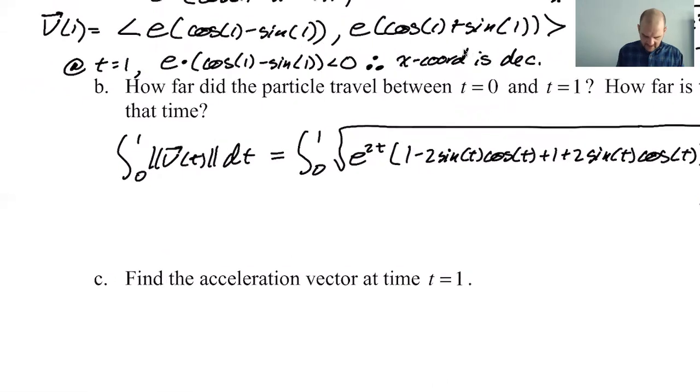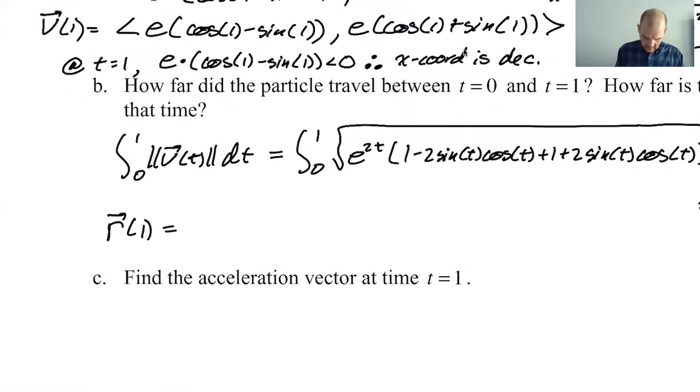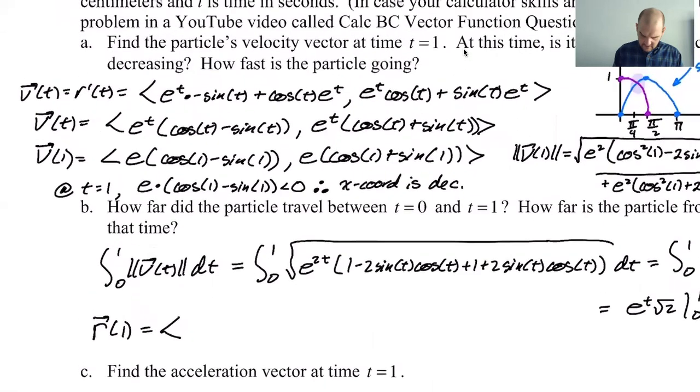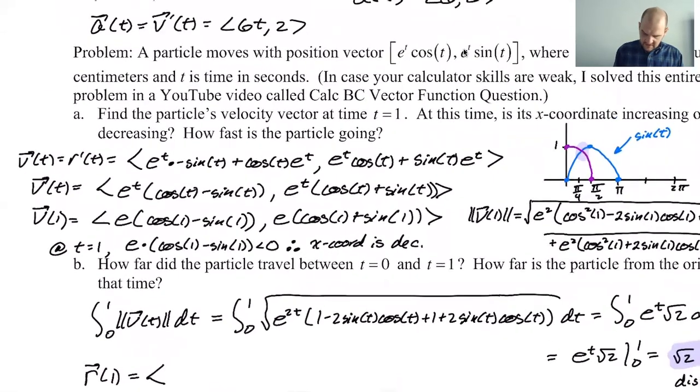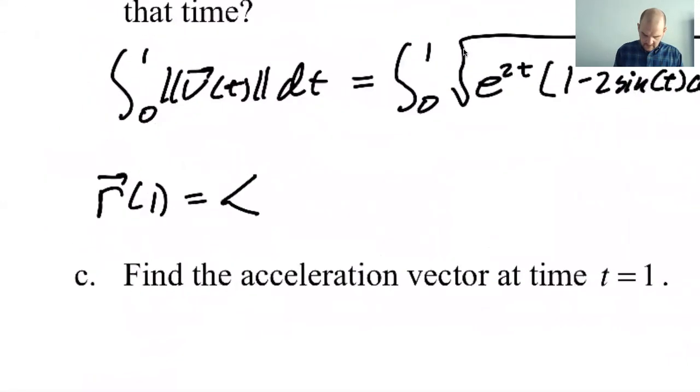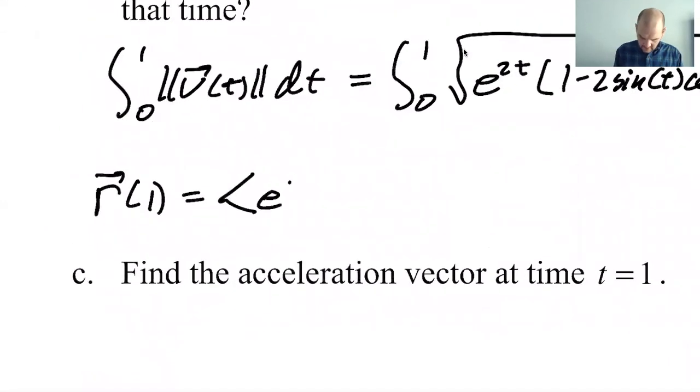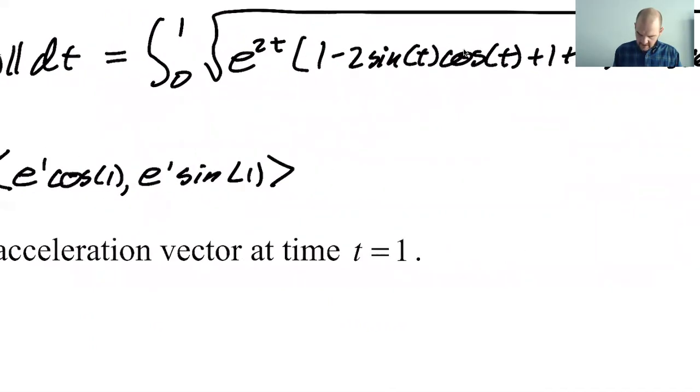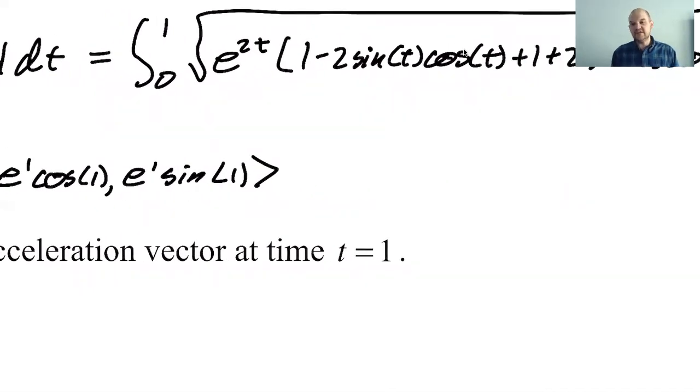Now, how far are you from the origin at t equals 1? We need to find r of 1. So r of 1, if we just plug in, is going to be e to the first cosine of 1, e to the first sine of 1. So that's your position. Then your distance from the origin is the magnitude of that vector.